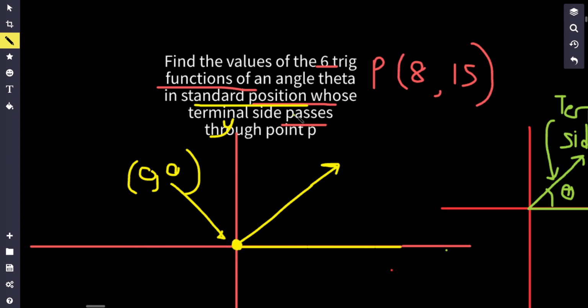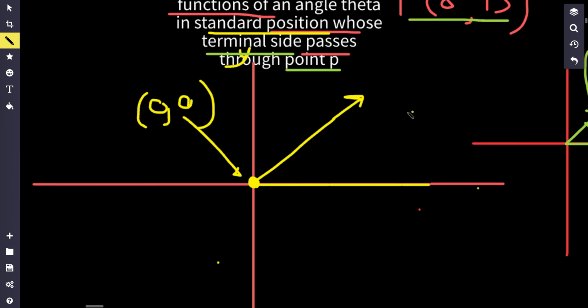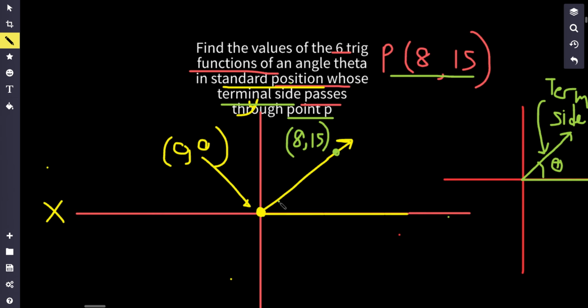And we know that this terminal side passes through point P. Now we're given that point P is at (8, 15). So let's just say that this is at (8, 15). All right. And we created this angle right over here.